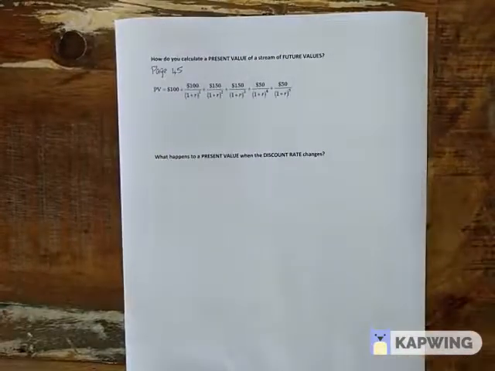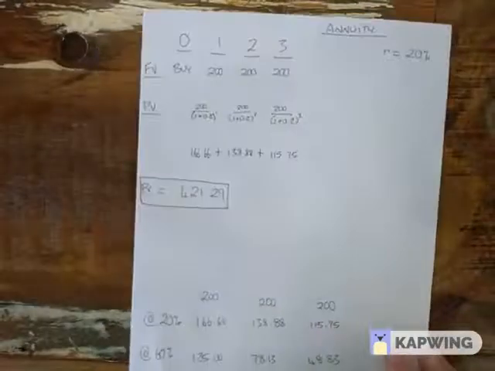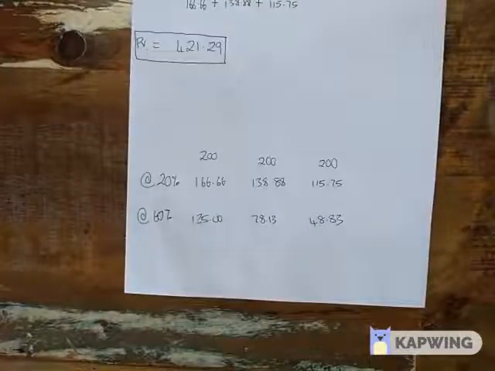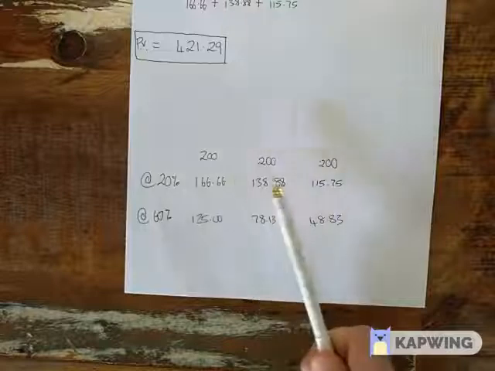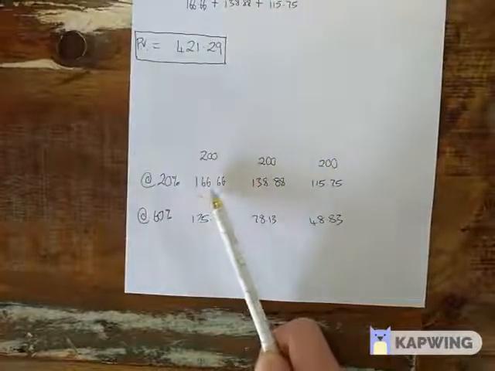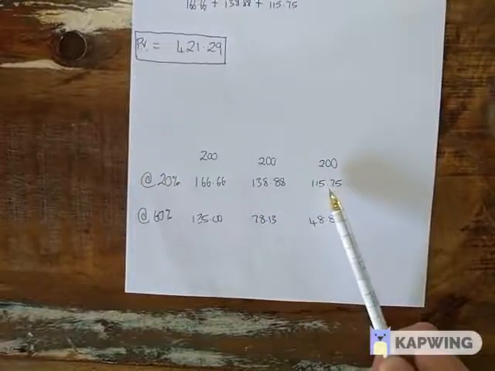Okay, the last thing I wanted to talk about is on the same page, but it's this question here. What happens to a present value when the discount rate changes? And that's what this table here shows us. This is the $200 payments and what they're valued at in the present at 20%. These are the numbers we just figured out, at 20%.